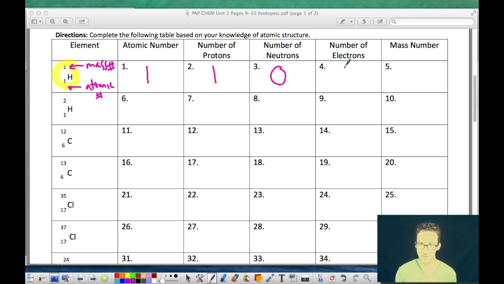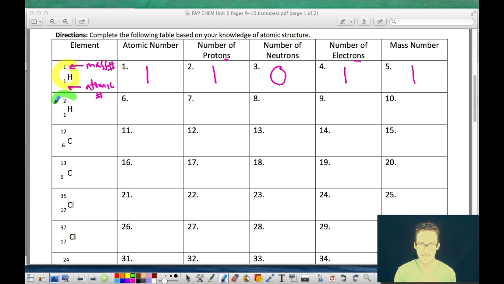In an electrically neutral atom, which is all we're going to concern ourselves with at this point, the number of electrons will match the number of protons. Again, in an electrically neutral atom, you've got to have the same number of positive charges or protons as you do negative charges or electrons. And then our mass number, again, is going to come from the top. In this case, the only thing contributing to our mass is that one proton.